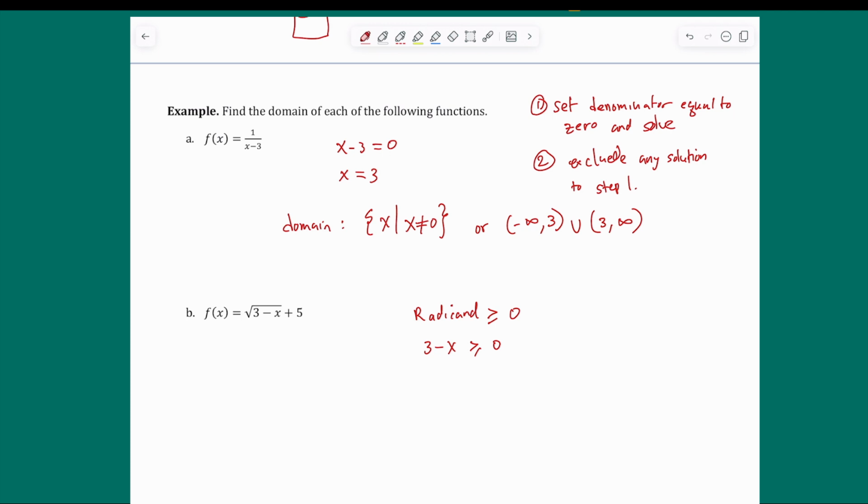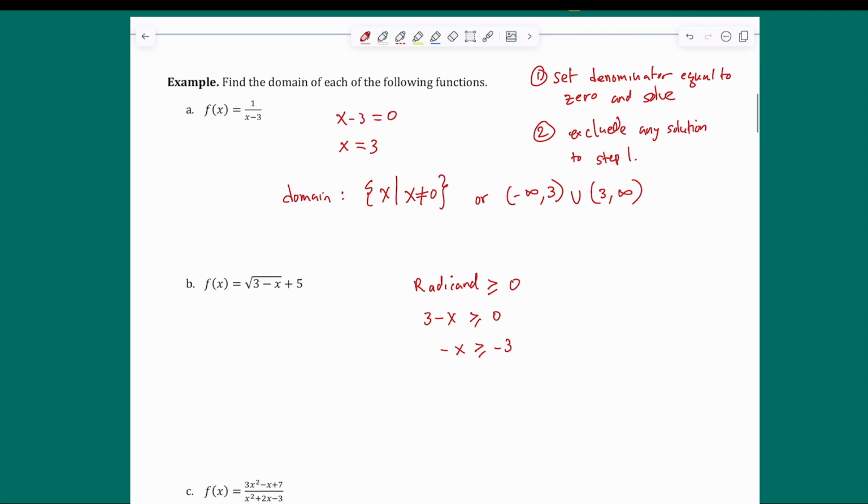We're going to subtract 3 on both sides to get negative x greater than or equal to negative 3. And then we're going to divide by negative 1 on both sides. Doing so will give me x less than or equal to positive 3. So these are good. These are the values that will make the radicand greater than or equal to 0. And so that's going to be our domain.